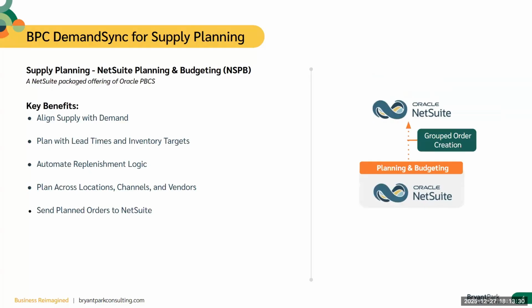That demand then feeds directly into supply planning logic. DemandSync incorporates item-level lead times, inventory targets, safety stock, and open orders to generate time-phased supply requirements. Instead of reacting after the fact, teams can proactively evaluate coverage, replenishment needs, and trade-offs, all in alignment with how execution happens in NetSuite.